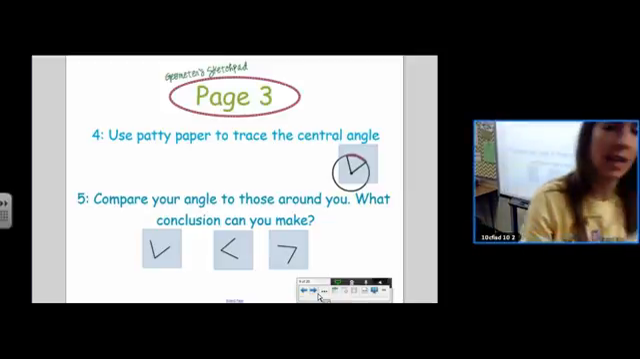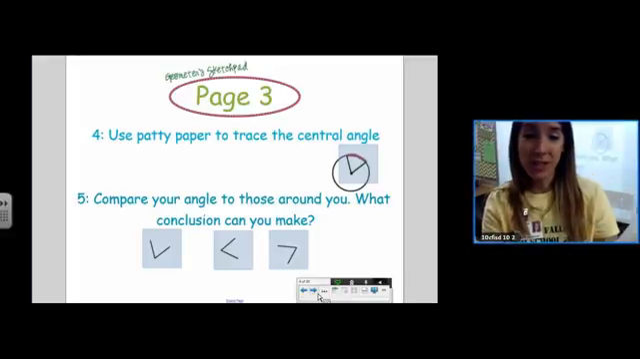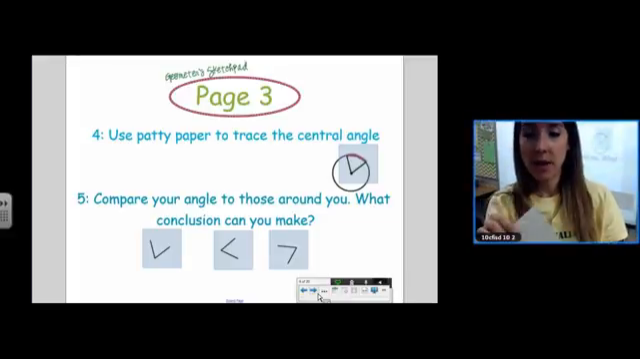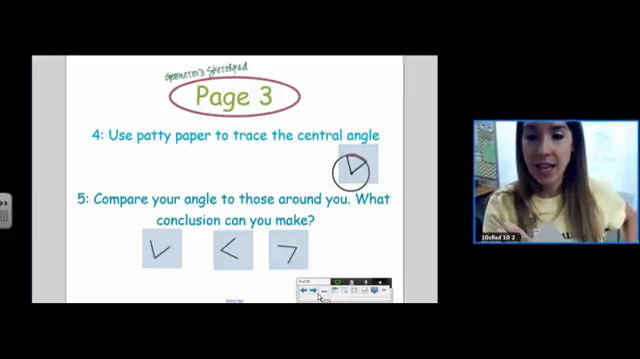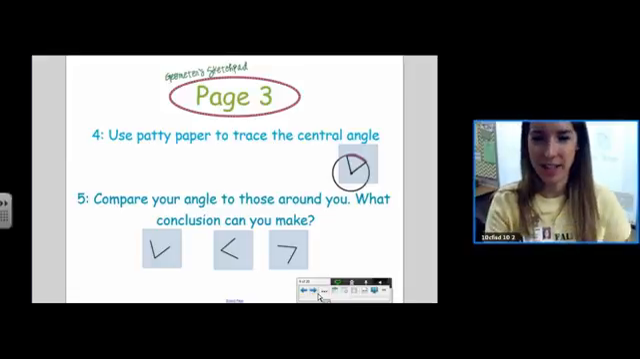You're going to have that central angle drawn on a sheet of patty paper. If there's more than one person at your school, I want you to compare your angle to everyone else's and see how your angle compares to their angles.